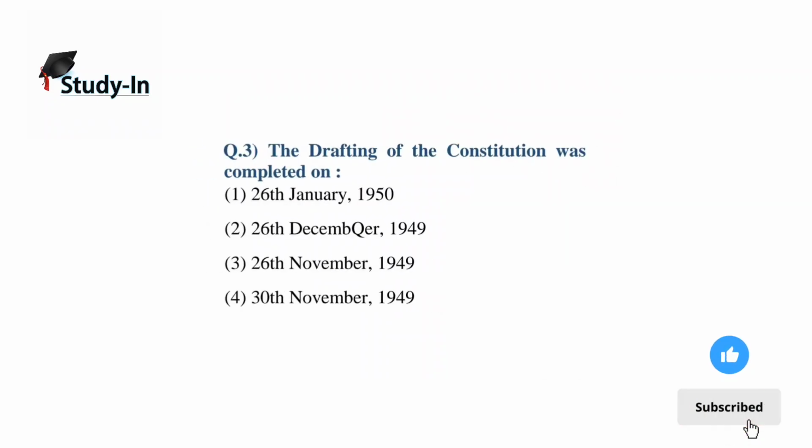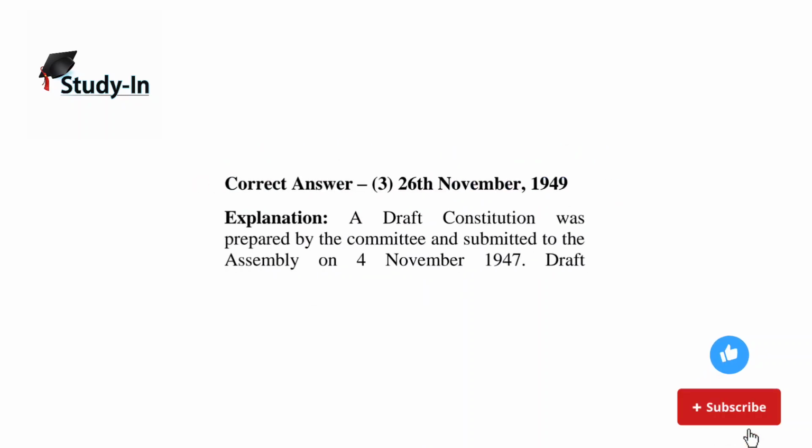Next, the drafting of the constitution was completed on option 1 26 January 1950, second 26 December 1947, third 26 November 1949, or 30 November 1949. The correct answer is 26 November 1949. A draft constitution was prepared by the committee and submitted to the assembly on 1947 or 4th November.